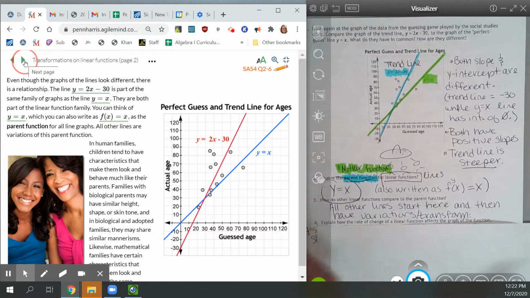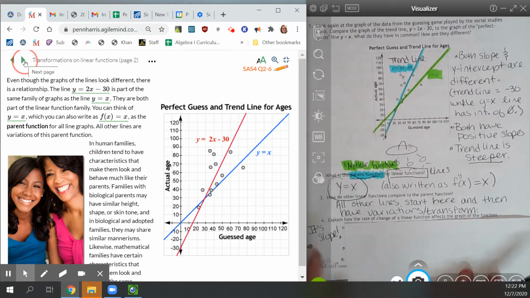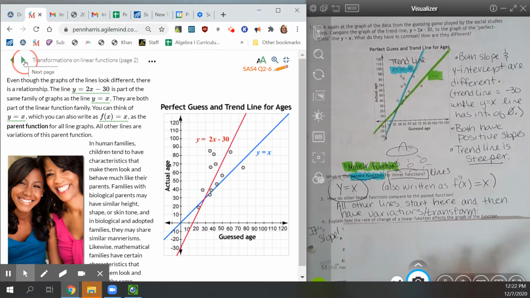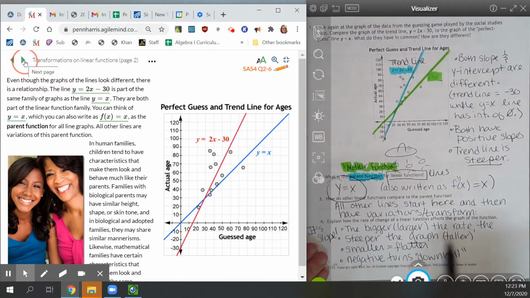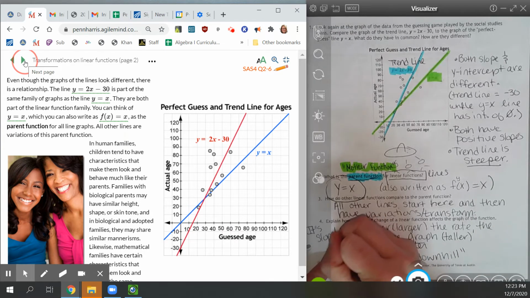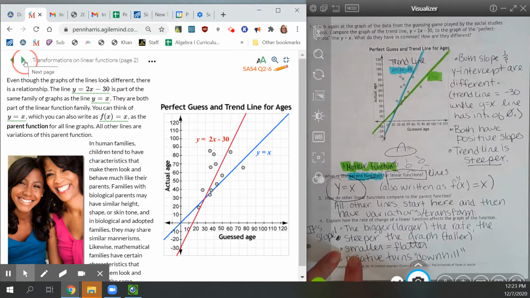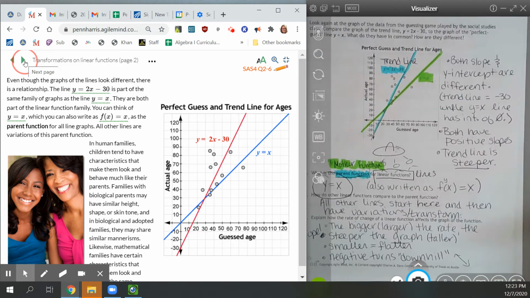So something I want to talk about, we've talked about rate of change. Well, guys, the big thing to remember with rate of change is slope. So how does the rate of change of linear functions affect the graph of a function? Well, as a reminder, the larger the rate is, the steeper the graph is, meaning taller. Smaller equals flatter. Negative turns it downhill. Okay, just a couple of reminders there. Let's go ahead and turn that page.